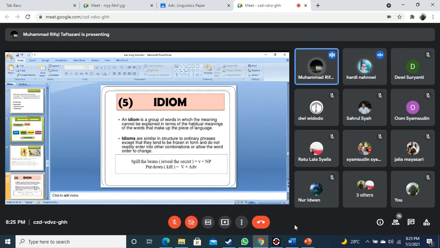Yeah, and also in idiom, there are several forms. Yeah, for example, prepositional phrase, and then verb plus noun phrase, and then verb plus adverb, and then verb plus preposition, and etc. There are many forms of idiom.